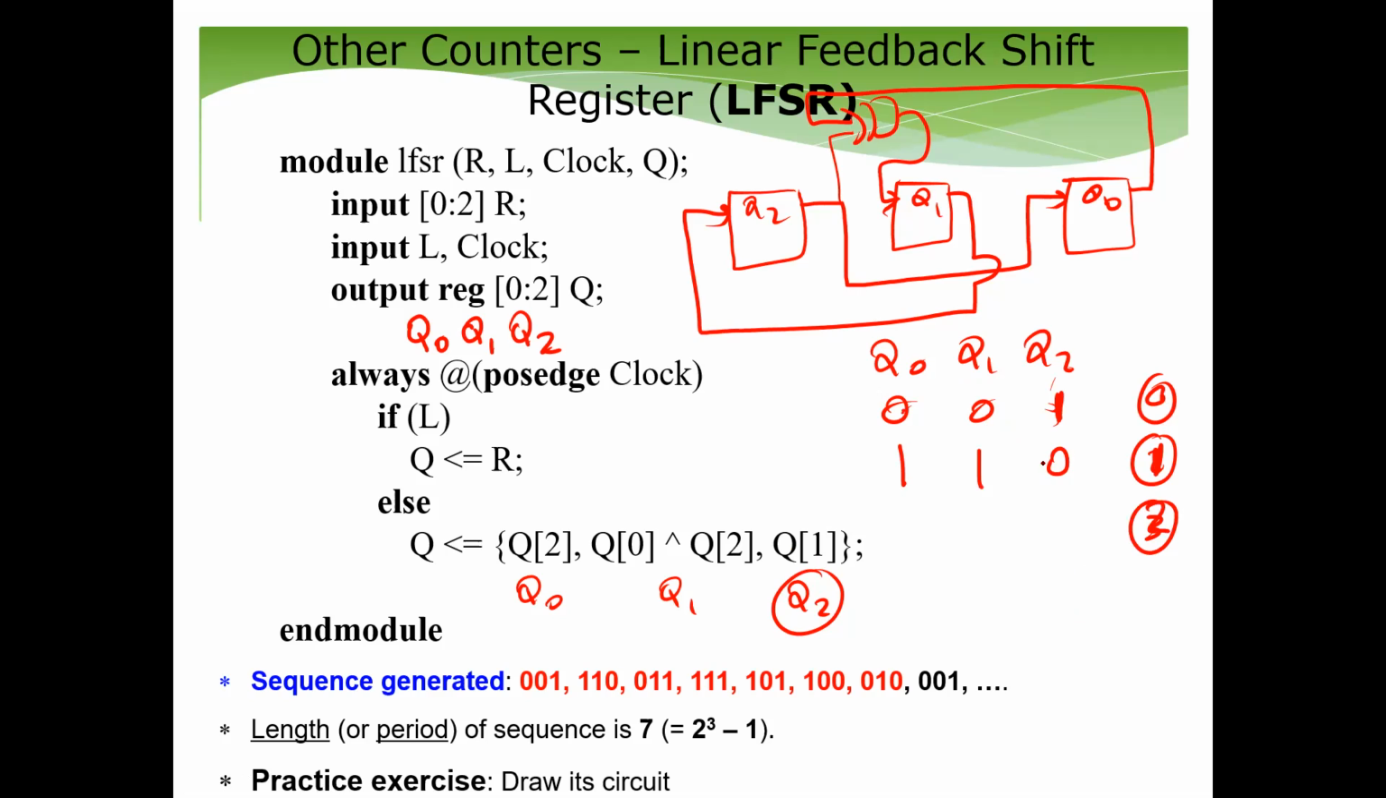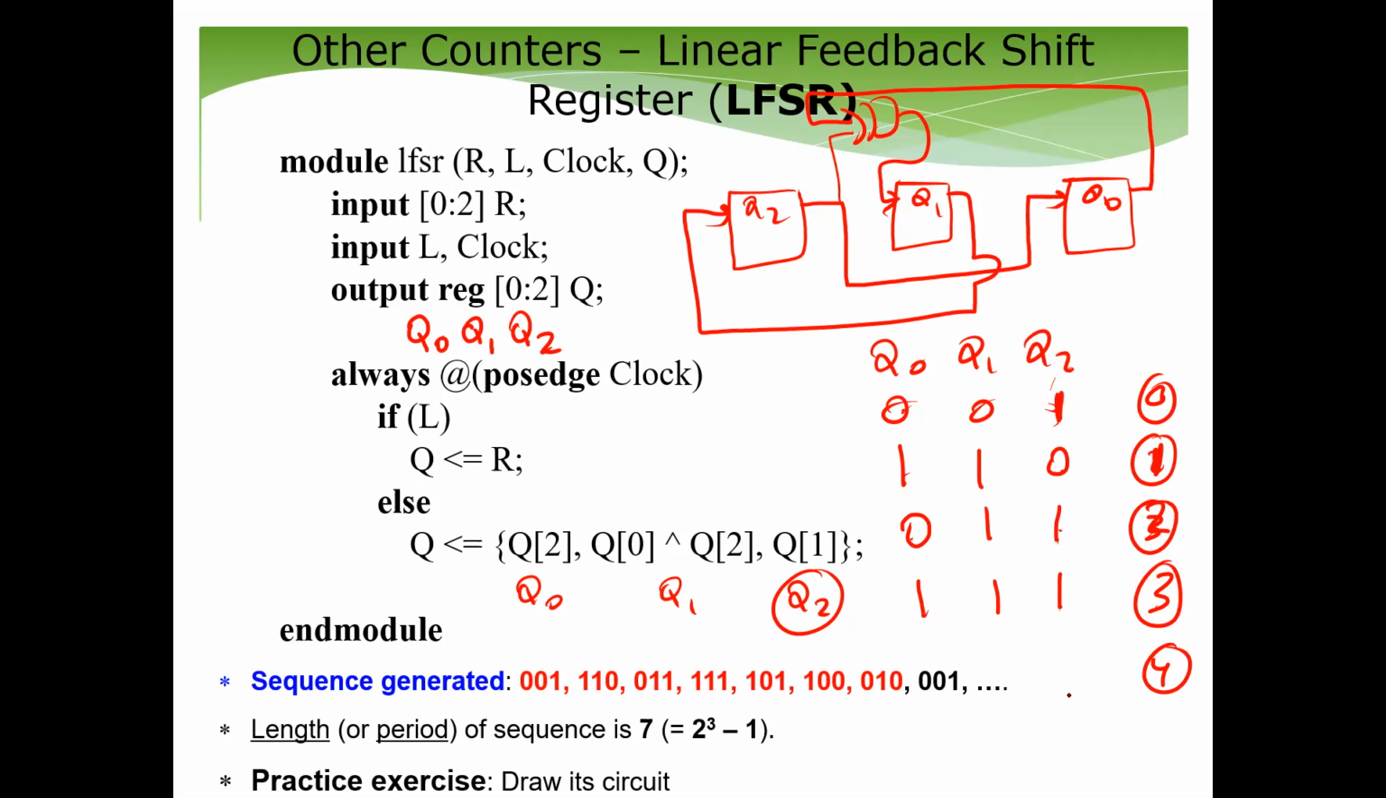Now Q0 is reading Q2. بالتالي that's going to be 0. Q2 is reading Q1, so this is going to be 1. And then Q1 is the XOR between these two values, so that's 1 XOR 0, which is equal to 1. Next cycle, Q0 reads Q2, so that's 1. Q2 reads Q1, so that's 1. And the XOR between Q0 and Q2 is equal to 1, so that's all ones.